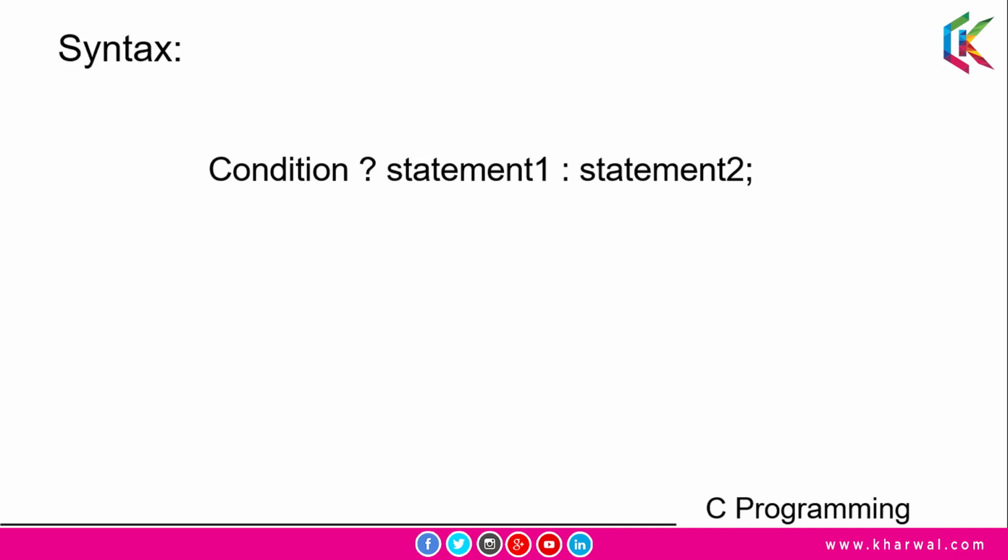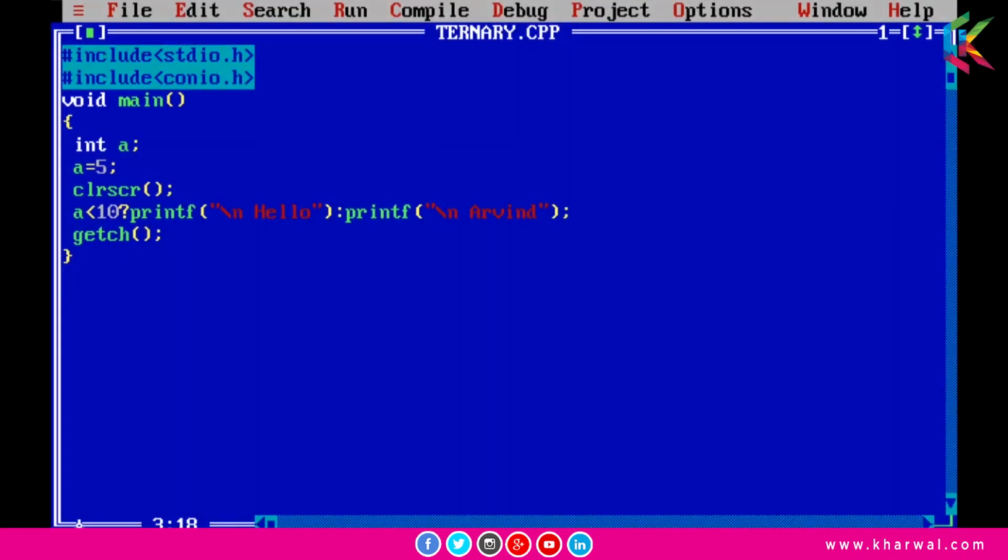Now guys, let me open up the Turbo C++ compiler. Guys, in this program we will learn about conditional or ternary operator. That's why we have declared an integer variable a and we have assigned 5 to it. So the value of a is 5.